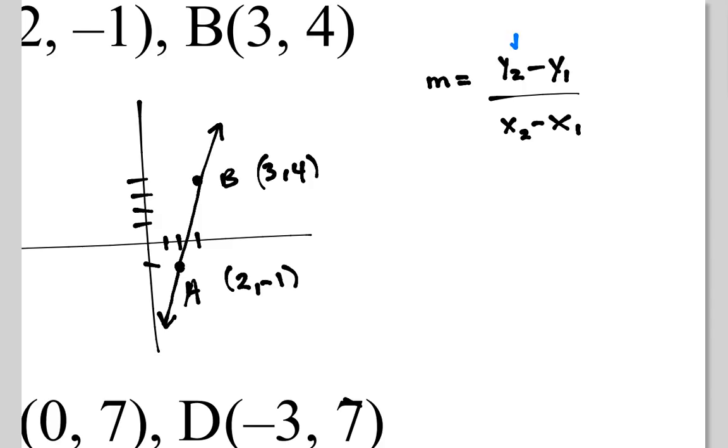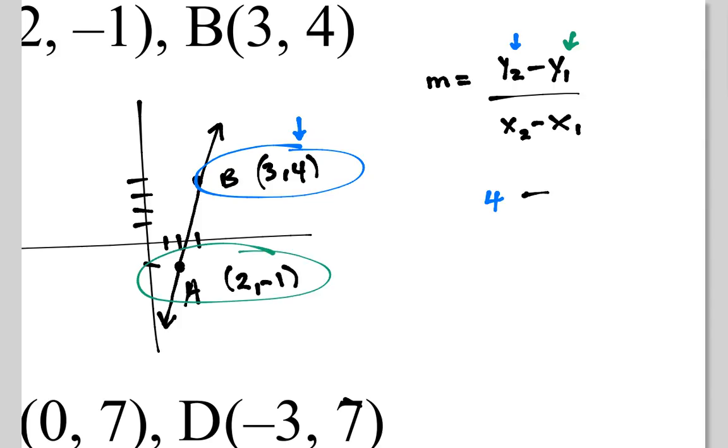So y2. Where do I grab y2 from? It's the second point. And then which one's the y? The 4. And then where's y1 going to come from? The first point. And which one's the y? The negative 1.